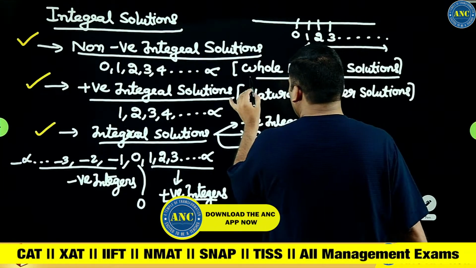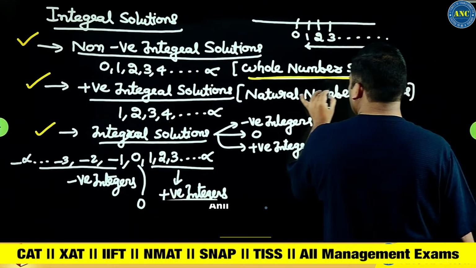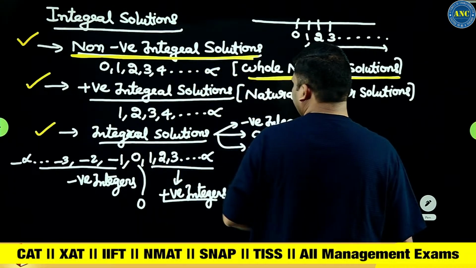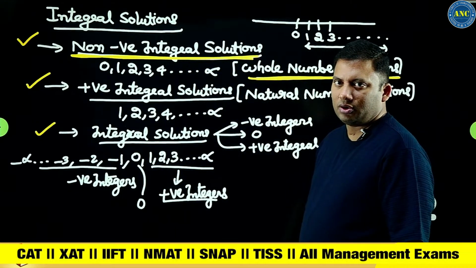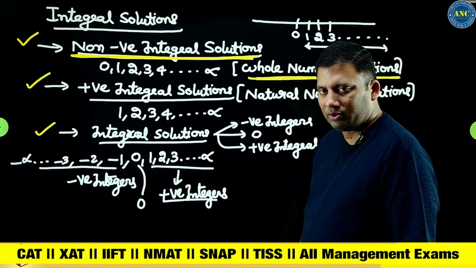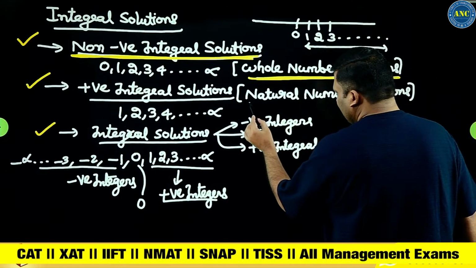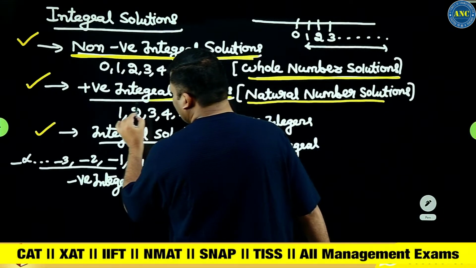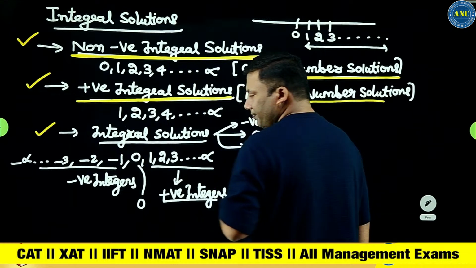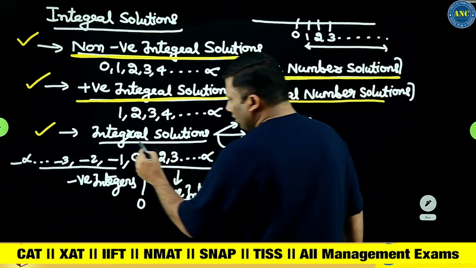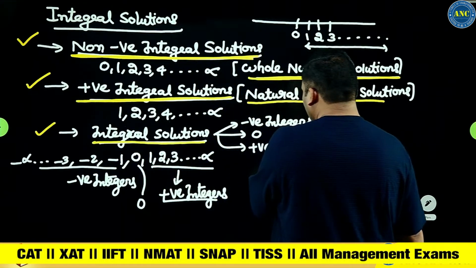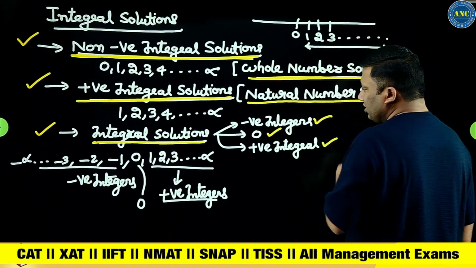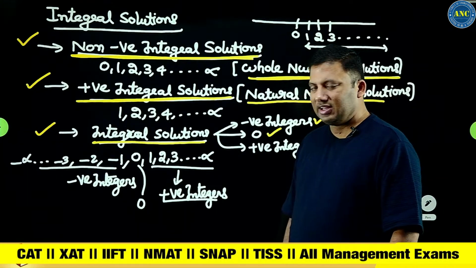Important point: whole number solutions and non-negative integral solutions are both the same. When I say natural number solutions or positive integral solutions, both are synonyms. When I say integral solution, I need to take three values: negative integers, 0, and positive integers.